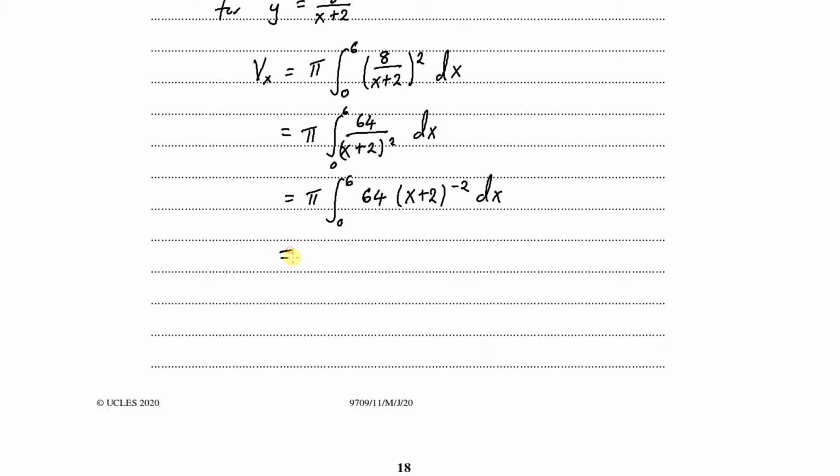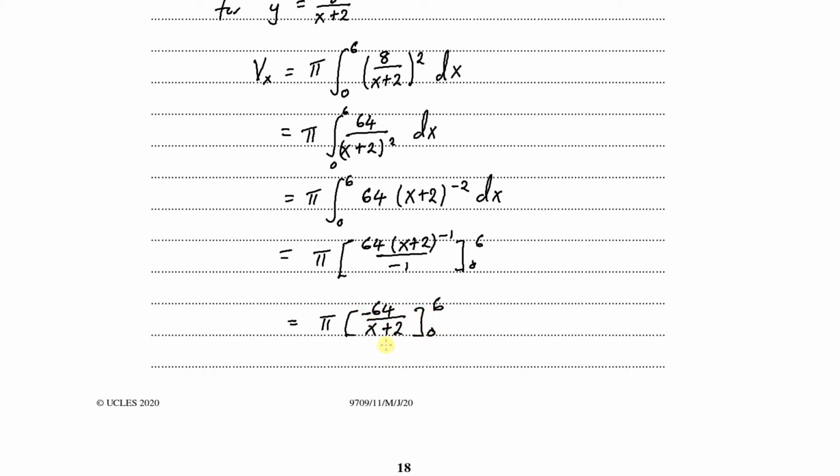So this is going to give us pi times 64 (x + 2) to the power of -2 + 1, that's -1, all divided by -1 from integrating, and we can simplify this to pi times minus 64 over (x + 2), with limits 0 up to 6.